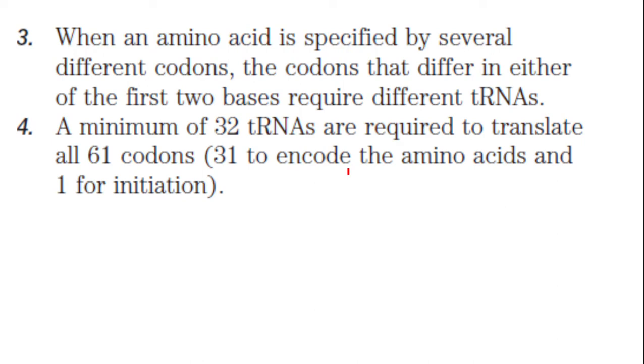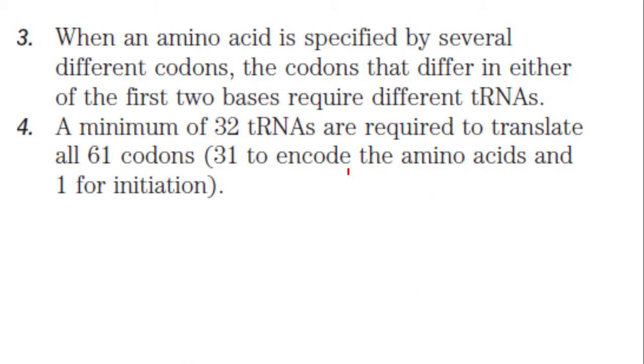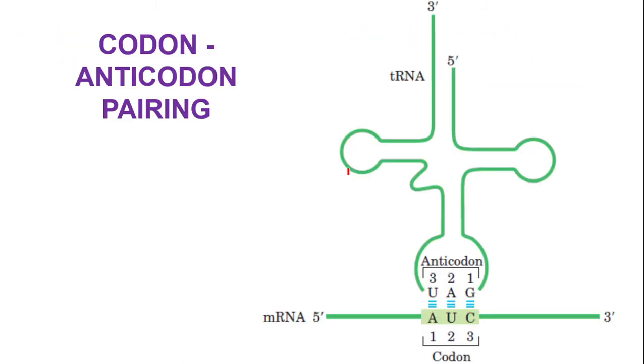Having completed the Wobble hypothesis, we are now entering the next phase. Before that, you see once again codon-anticodon pairing. This is the tRNA molecule. It's a single molecule. There is a loop called the anticodon loop. There, three bases constitute the anticodon. They should form Watson-Crick base pairing with the three bases of the codon, and they are actually anti-parallel.